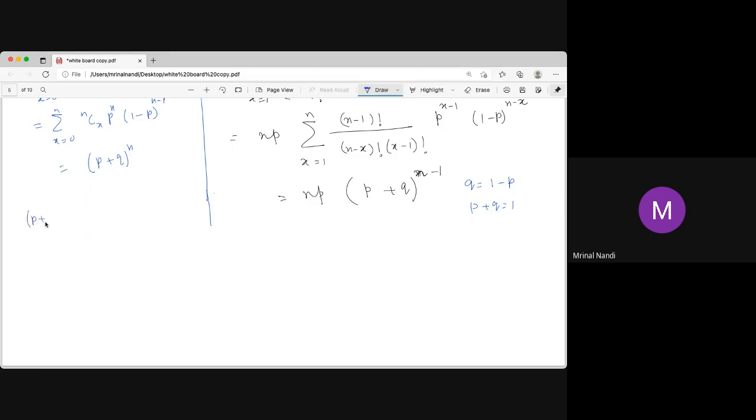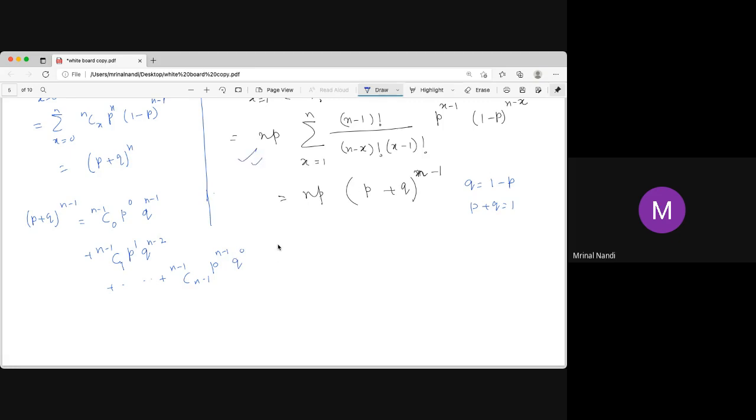So (p plus q) to the power n minus 1 is, what is this? It is just n minus 1 c 0 p to the power 0 q to the power n minus 1. Then the next term is n minus 1 c 1 p to the power 1 q to the power n minus 2, and so on. The last term is n minus 1 c n minus 1 p to the power n minus 1 q to the power 0.